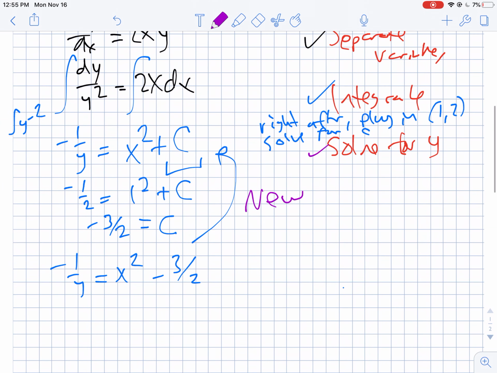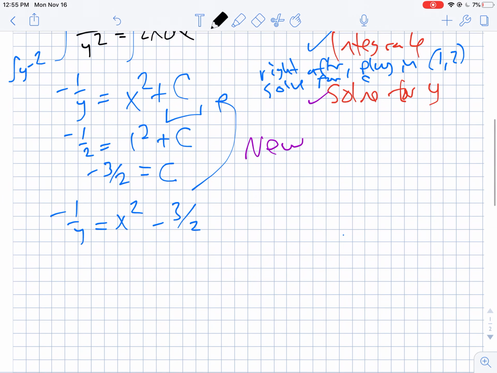Now, my third step, of course, is just to solve for y. That should be pretty straightforward. So we'll multiply the y to both sides. So negative 1 equals y times x squared minus 3/2. So my y is negative 1 over x squared minus 3/2. And you could simplify, but who cares? So notice the new bit here, right? Because we've gone ahead and solved for c, there's no c in our answer.